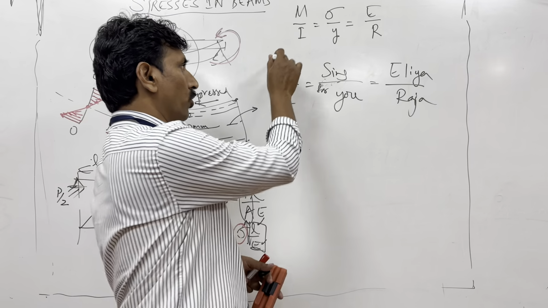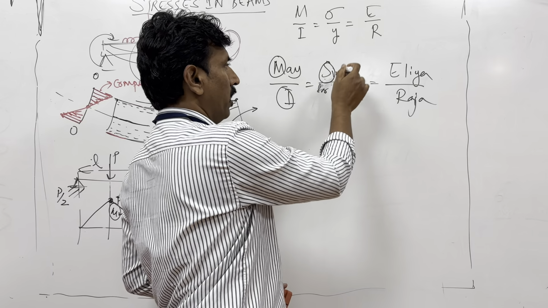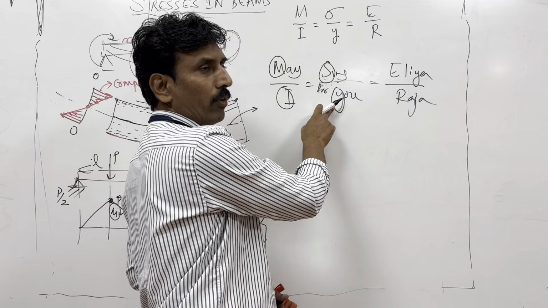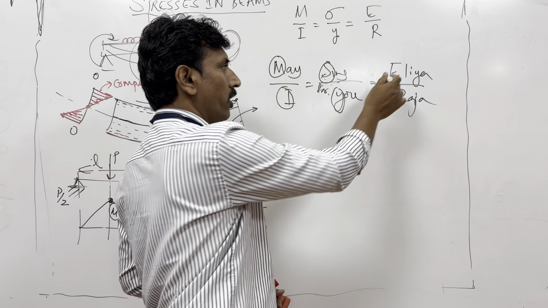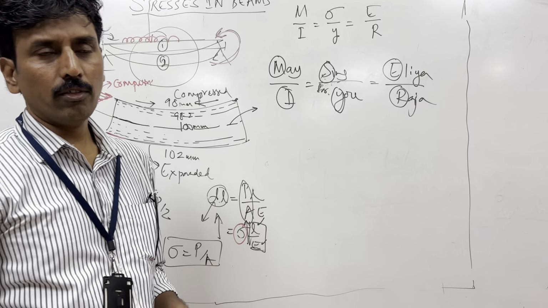So you take M out of this, you take I out of this. Sigma, this is sigma, this is for Y. You take Y out of this. Sigma for Y, this is E, this is R. So you get this equation.